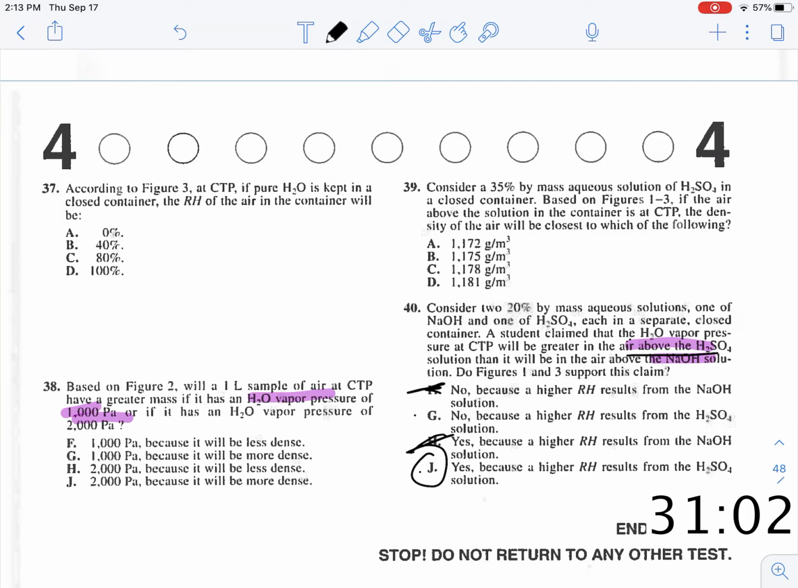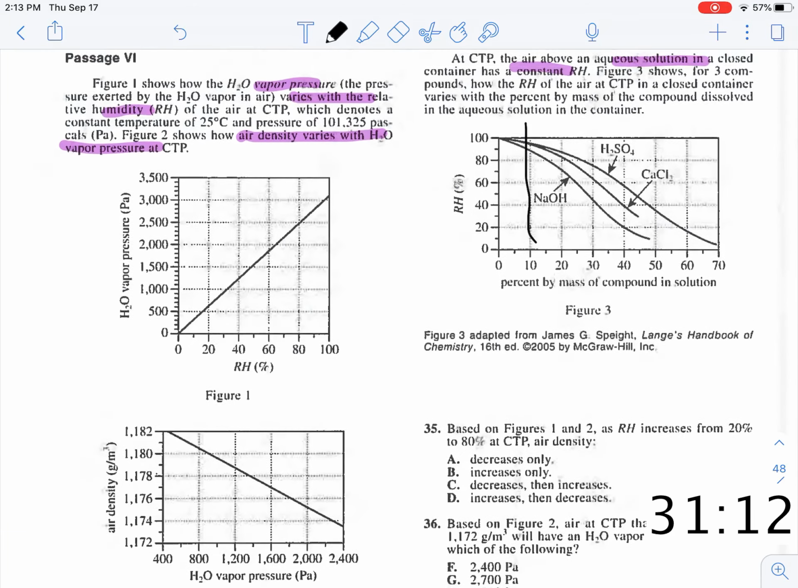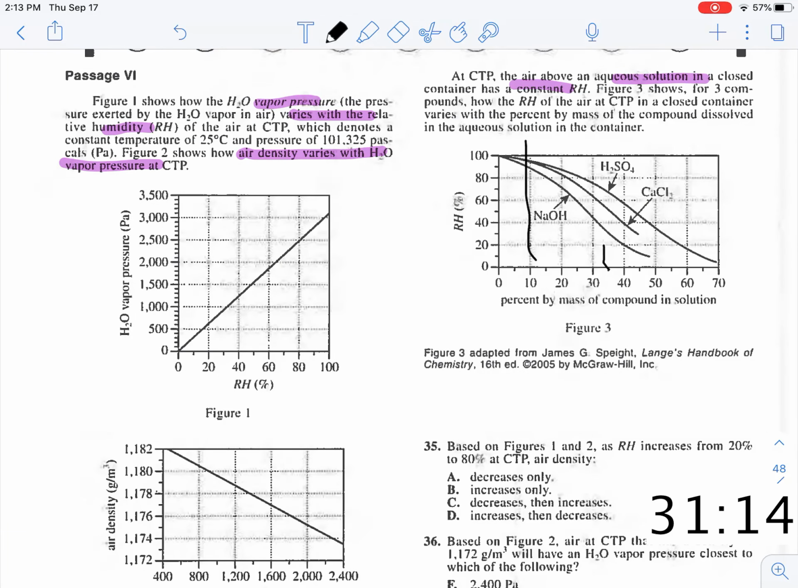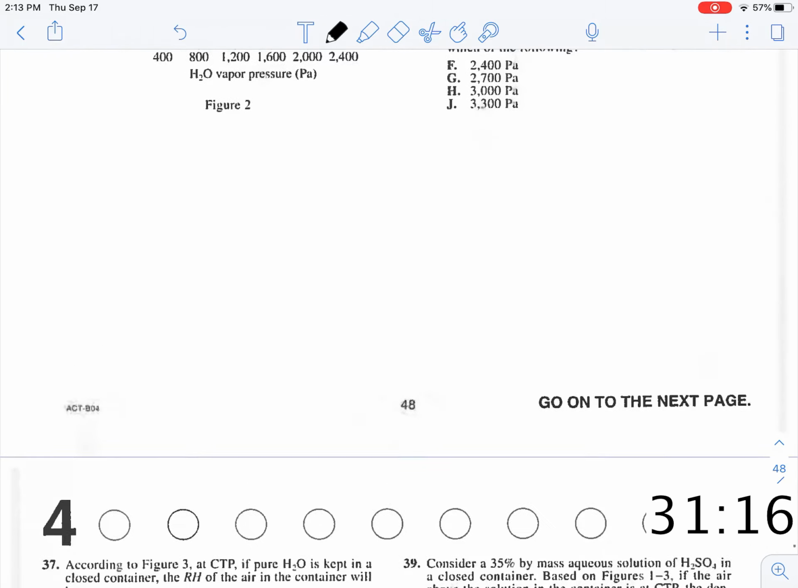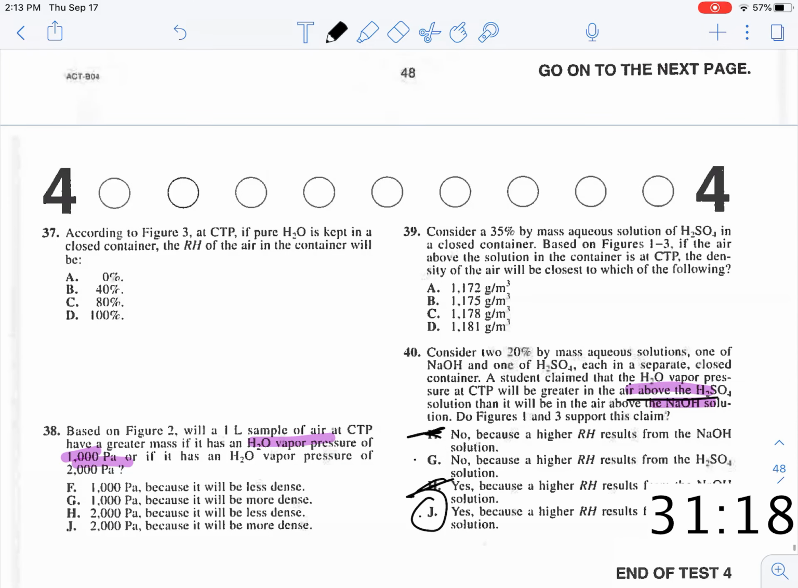Consider a 35% by mass aqueous solution of sulfuric acid in a closed container. Air above the. Okay, thank you. Ask more of those. 35%. That's like 70. 70 what? What am I even talking? 35. If the air above the solution, the density of the air.